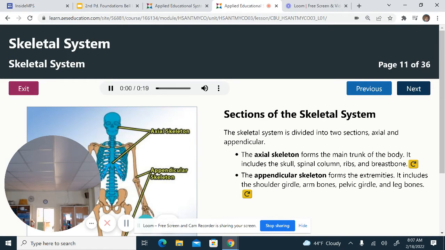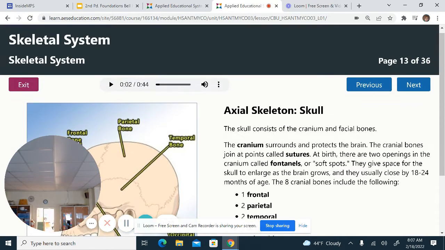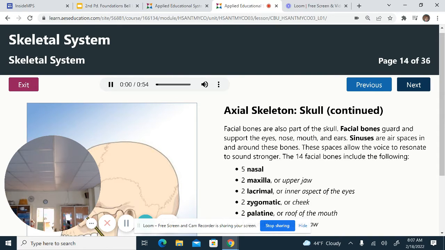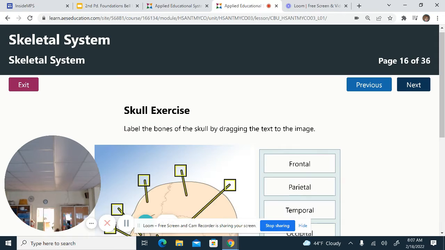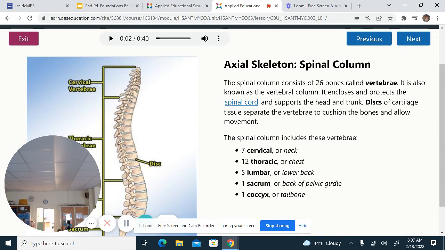Ligament. Section. Axial skeleton. Skull. Axial skeleton. Skull. Six. Axial skeleton. Spinal column.